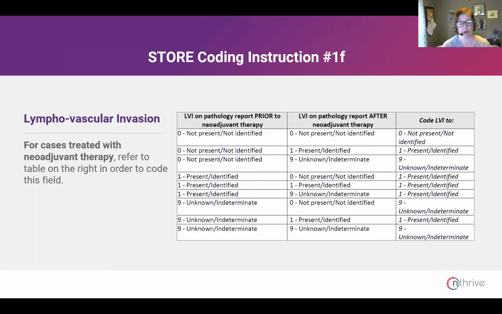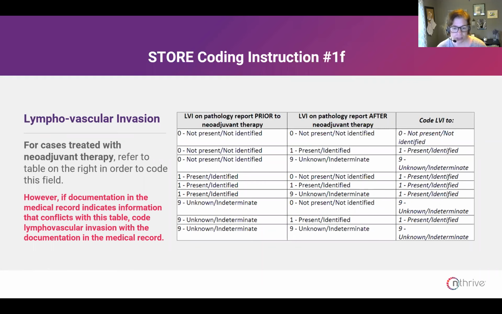Here we're looking at part of an instruction for lymphovascular invasion from the STORE manual. It seems fairly straightforward, right? For neoadjuvant patients, we're instructed to refer to this table. However, there's a second sentence in the same coding instruction we overlooked. Here it is in pink. It tells us to disregard the table if information in the medical record conflicts with the table. We're told to code LVI from the medical record documentation in a case like that.